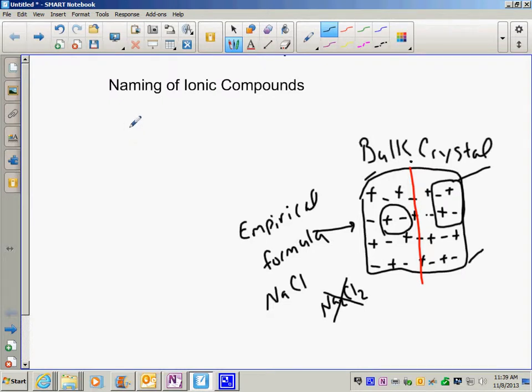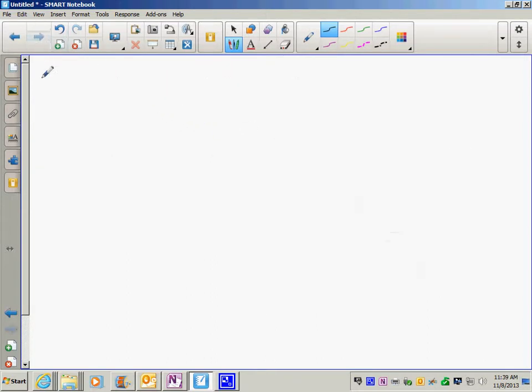So 2 things we're going to cover on this PowerPoint are, 1, how to write the names of these guys, and then also how to do the formulas and how you go back and forth between these 2 things. Okay. First thing I'm going to do will be the formula, and I'll clip a clean slide here, and we'll just try a couple examples here.